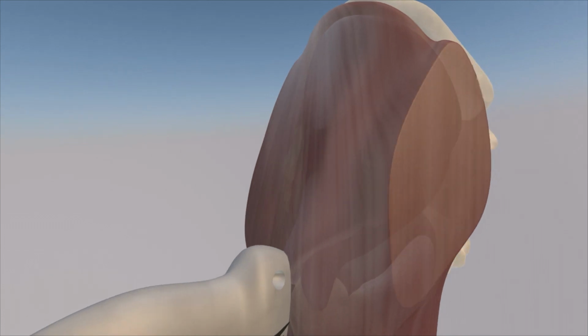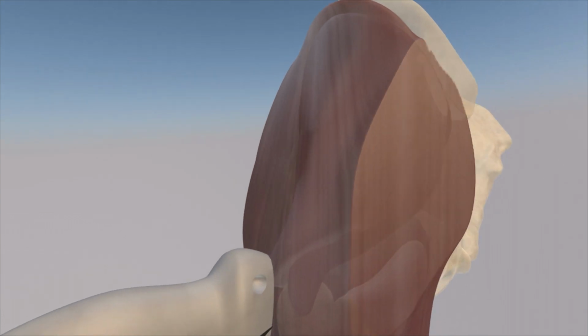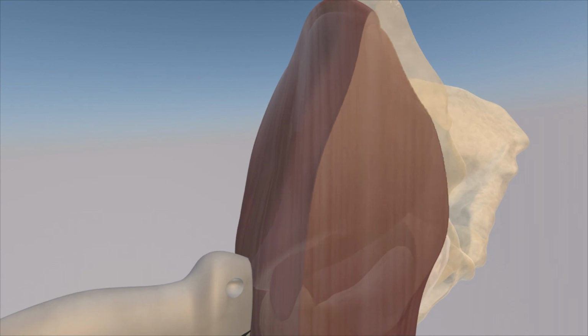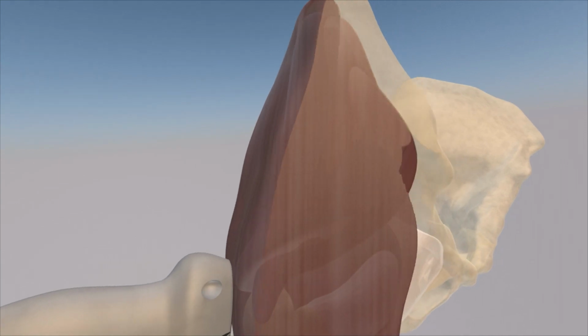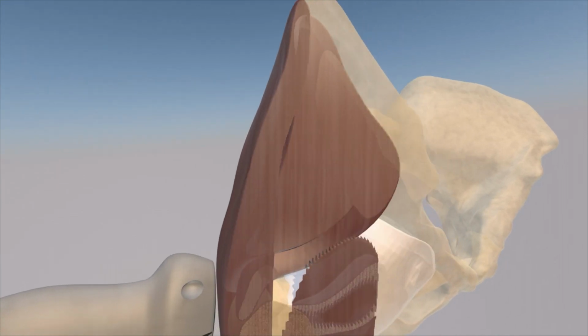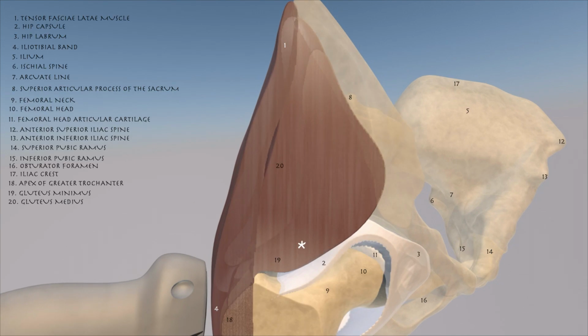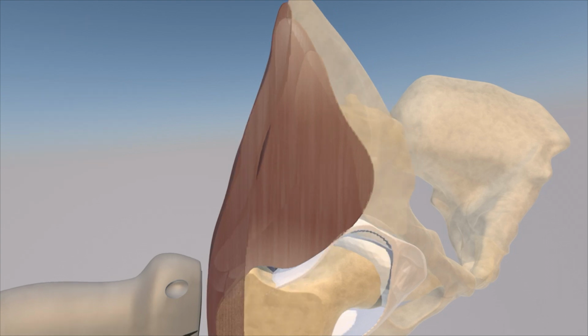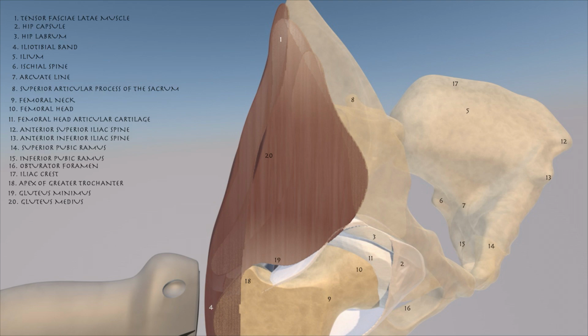And now we're taking some cross-sectional views of the tensor fasciae lata muscle. This is in a coronal plane, and we're just going posteriorly, and now we're starting to get into the gluteus minimus and medius muscles, as well as the capsule of the hip joint, and actually the greater trochanter itself, where you can appreciate the apex in a cross-sectional view. And now we're going a little further back in our cross-sections, and you can get a better view of the labrum as well.